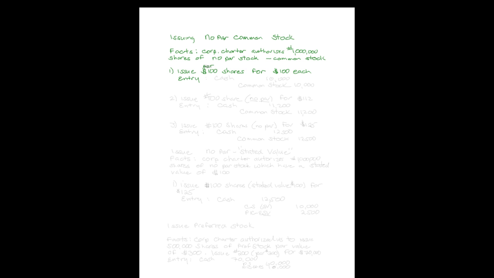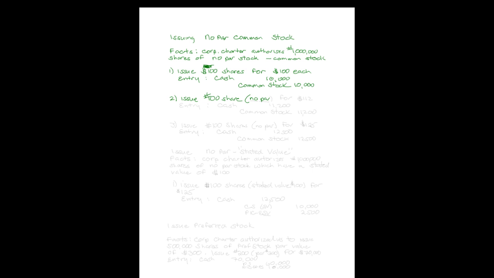So our entry will be cash, 10,000, and common stock, 10,000. No change. Now let's assume that we issue 100 shares of our $100. We don't have par value. That needs to go away. It's no par. Of our no par stock. Can you believe I said that? No par. Did you catch it?